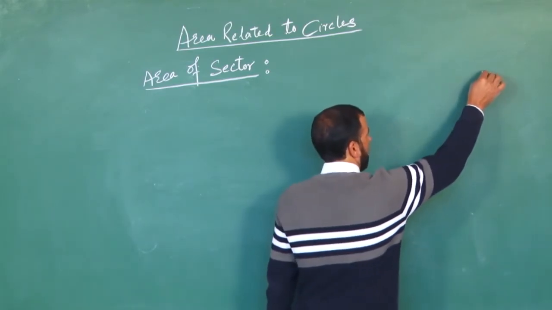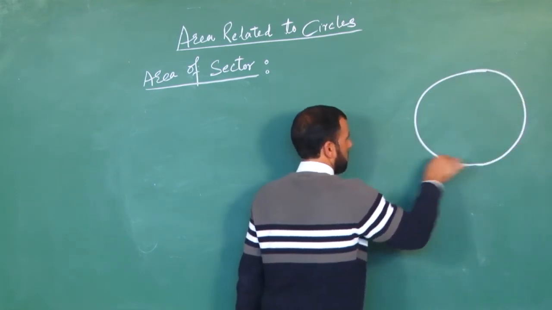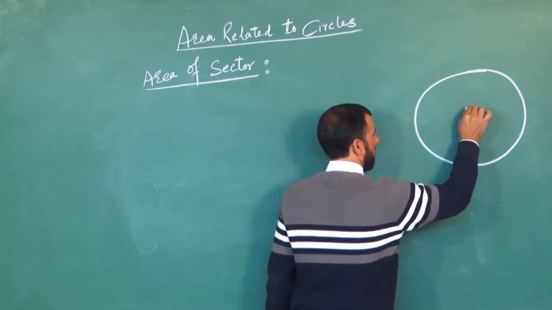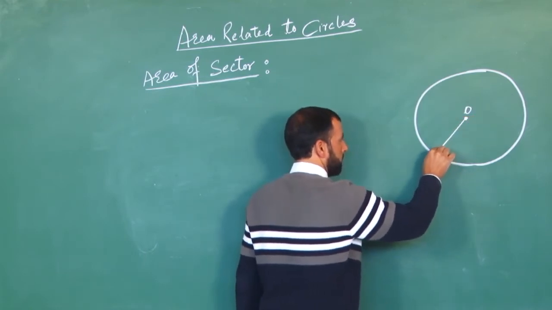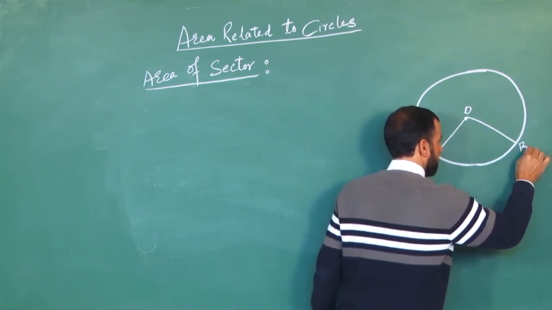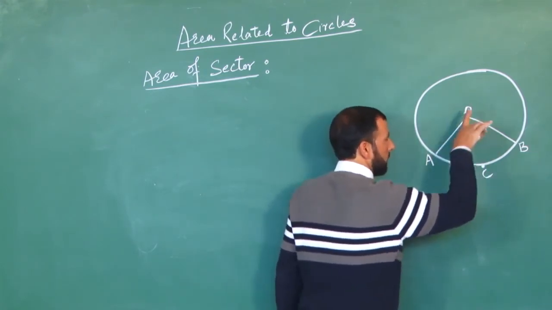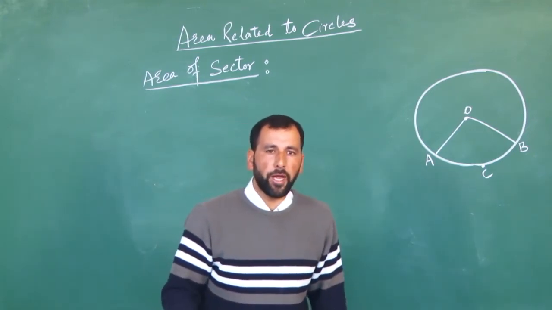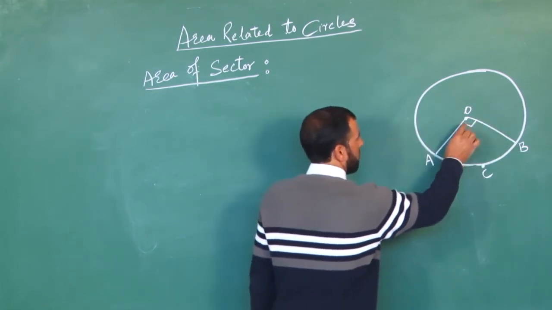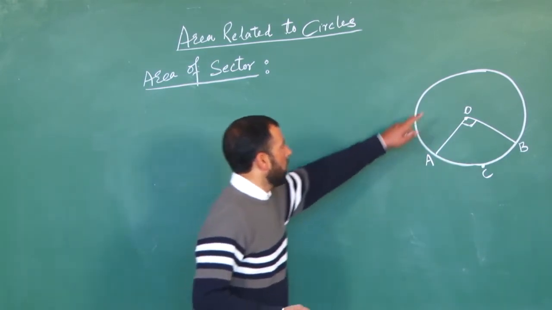We know that a sector is a region between two radii and the corresponding arc of a circle. Means if we draw a circle here, and we take the center as O and draw two radii, let them be OA and OB. And we take this point C here, OACB is a sector of a circle. How to find the area of this sector? This angle is known as the central angle, or the sector angle. We have to find the area of this OACB.